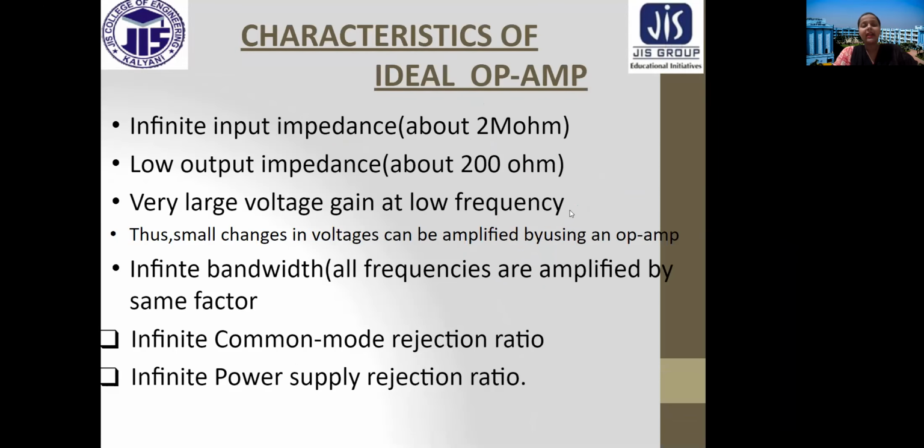So what are the characteristics of an ideal op-amp? It has infinite input impedance, low output impedance, very large voltage gain at low frequency. Small changes in voltage can be amplified by using an op-amp. Infinite bandwidth, infinite common mode rejection ratio, and infinite power supply rejection ratio. So these are the characteristics of any ideal op-amp.